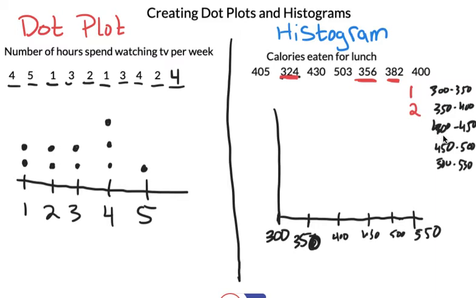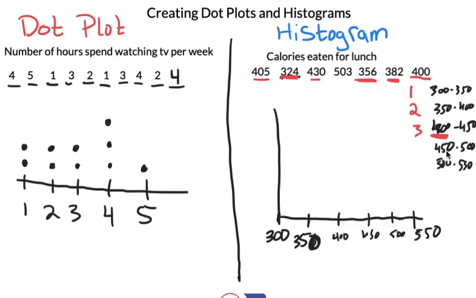How many times do we see numbers between 400 and 450? Now here's a tough one because we are including 400 here. Well, we always include the number on the left. We do not include the number on the right here because that goes in this next one. So since we have 400, we're going to include that one here. Then 405 and 430, so that would give us 3 points.